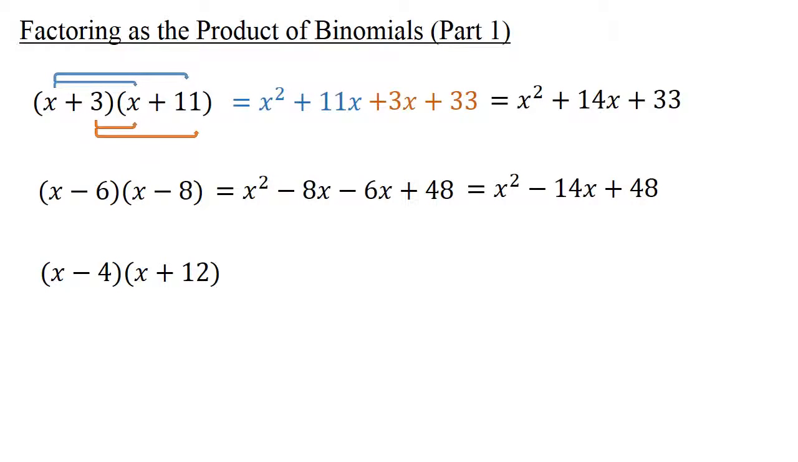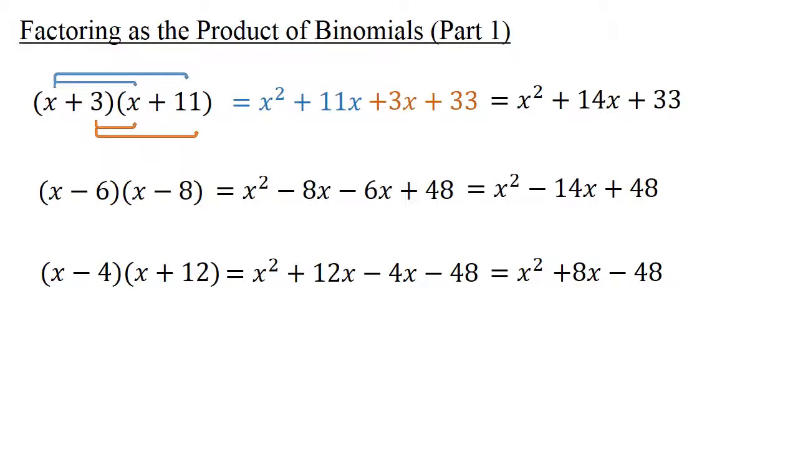Here we go, x minus 4 times x plus 12. So one of our second terms is negative. Multiply this out: 12x, negative 4x. Notice those two middle terms have different signs, so we're going to figure out the difference between 12 and 4, which is 8, and we're going to take the sign of the larger term, so 8x. And then notice this last term is a negative 48.